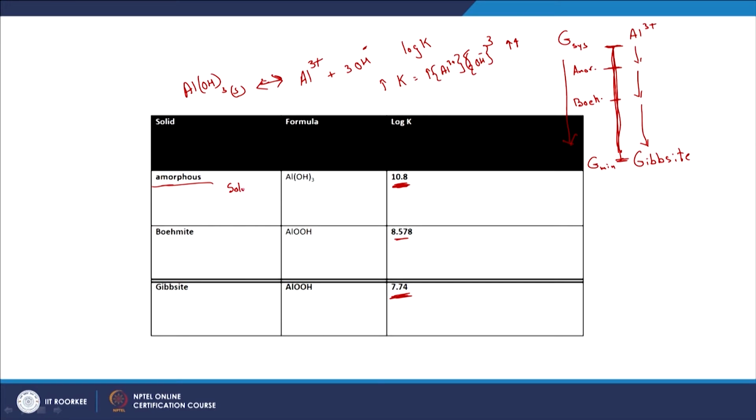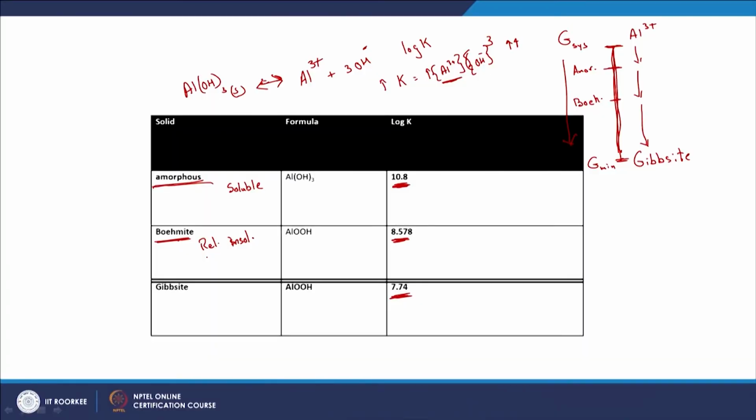soluble, but the Boehmite form is relatively insoluble compared to amorphous. Why is that? Log K value is less. So, if log K value is less, what does that mean? The Al3+ concentration in solution at equilibrium is also going to be relatively less compared to the amorphous form, right. I will try to illustrate that in a better manner again.